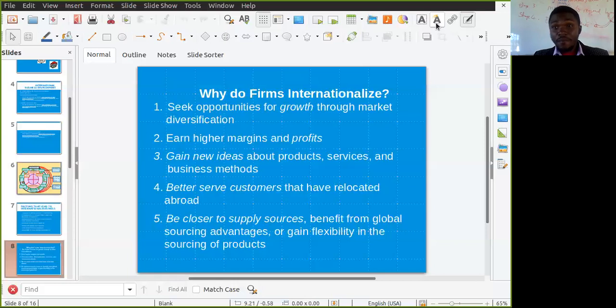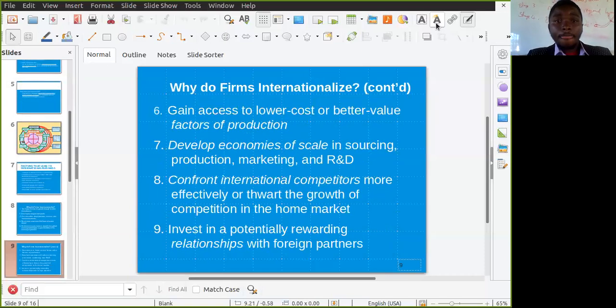And by doing so, that firm will reduce the supply source costs, and then it's going to benefit from the global market. Because in that new setup where it has established itself, it will be able to venture into a reduced production chain. That is the reasoning behind point number 5, which is be closer to supply sources, benefit from global sourcing advantages, or gain flexibility in the sourcing of products. Let's move on to our next slide.